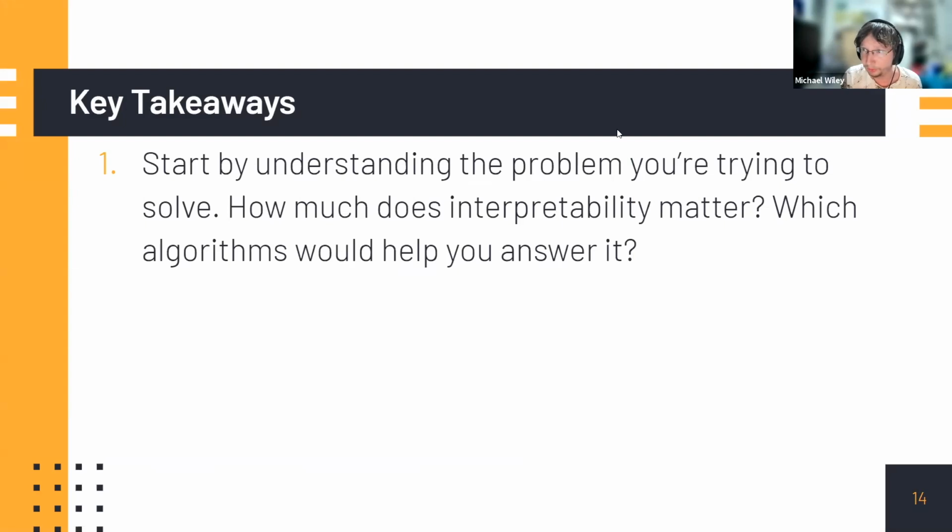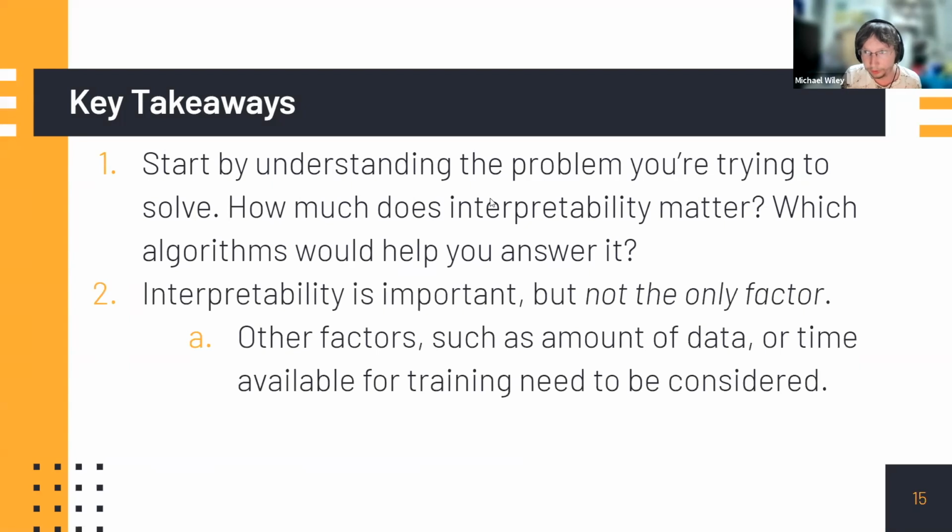Great. So to get into my conclusion here a little bit, these are the key takeaways that I want you to come away with at the end of this. You always, always, always want to start by understanding the problem that you are trying to solve. How much does interpretability matter for that? And which algorithms do you think would help find the answer to your problem? Next up. I mentioned that interpretability is important, but it's not the only thing that's important. There are other factors to consider, such as the amount of data that you have or the time you have available for training. All these things need to be kept in mind on top of interpretability.